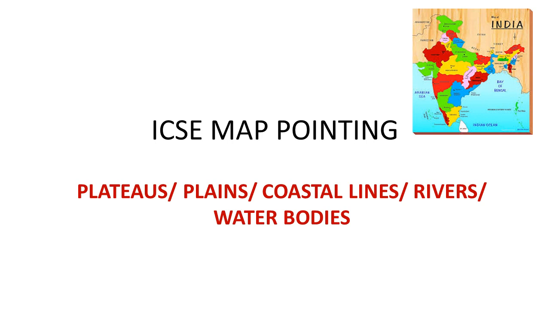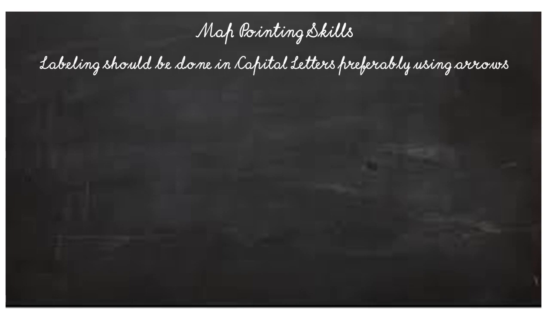In the previous class, you have learnt how to mark mountains on the map. In this class, we shall learn how to mark plateaus, plains, coastal lines, rivers and water bodies. As we have already learnt, all marking should be done in capital letters and we have to use arrows wherever necessary. Arrowhead must point towards the feature.